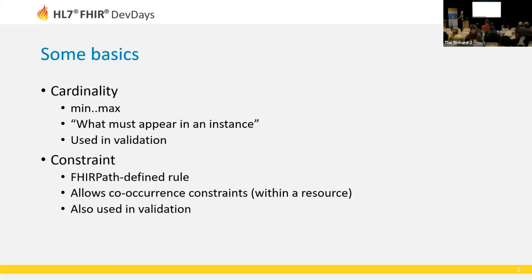We have another capability in profiles and data types, et cetera, which is constraints, which allows us to talk about cardinality in a conditional sense. So this element needs to be present in certain circumstances, or is only allowed to be present in certain circumstances. And it is also used from an instance validation perspective.